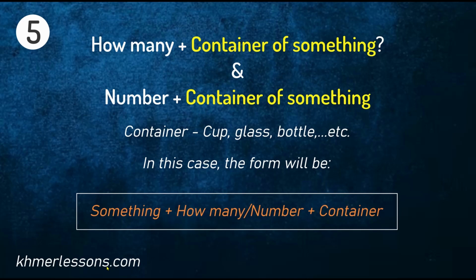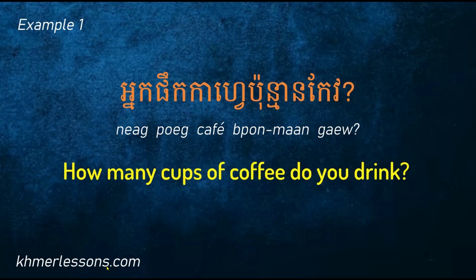And then how many and number, and then the last is container. This form you have to remember, you write like this. Something first, something that is in the container, then how many and number, and then the container at the end. Now let's see an example. For example, you say, how many cups of coffee do you drink?